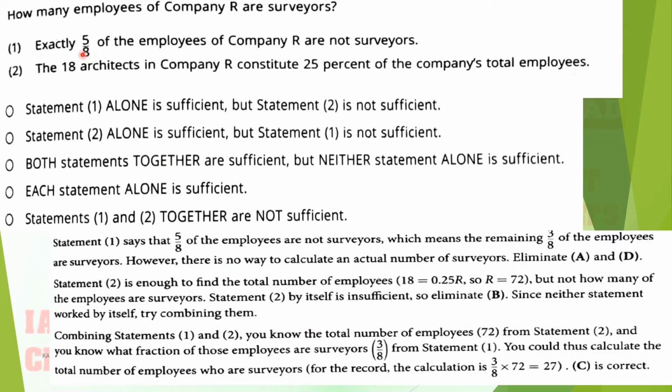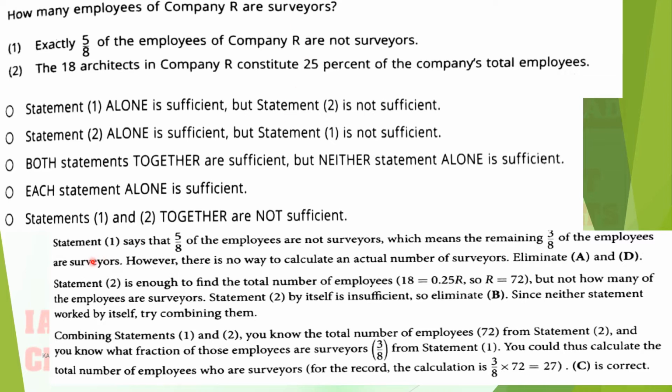Statement 1 is given, and we have to find how many employees. In this type of problem the answer itself is not required, you just have to tell whether it is possible or not. From the first statement alone, is it possible to find the answer or not? From the second statement alone, can you find the answer or not? With both statements together, is it possible to find the answer or not? In that way you have to tell the answer.